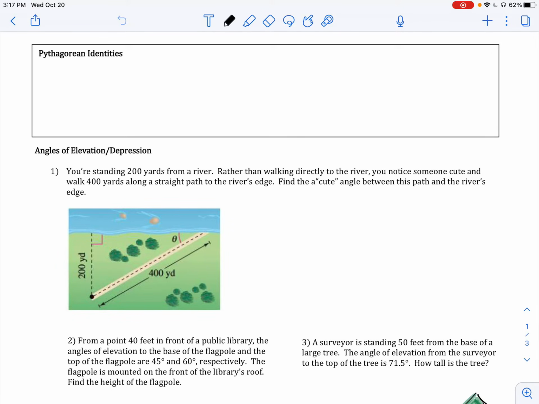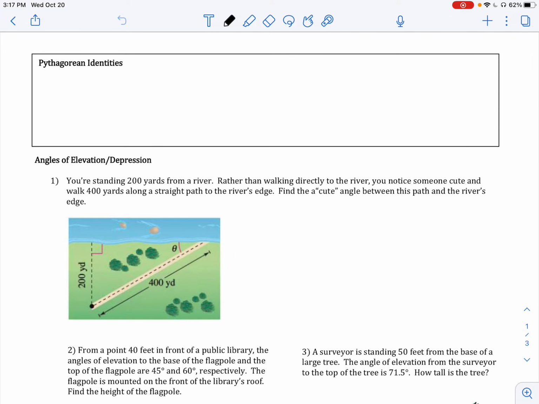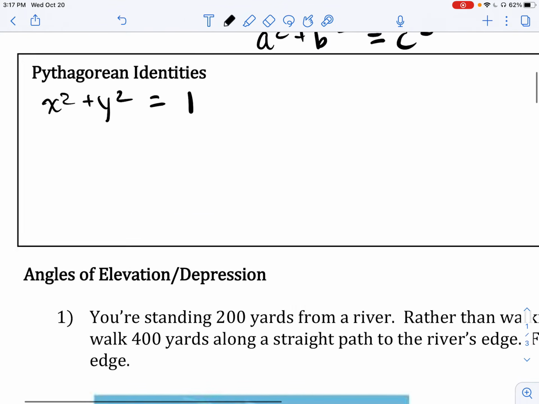We know oftentimes the popular formula with the Pythagorean theorem is a squared plus b squared is equal to c squared. And if we know that our hypotenuse is 1, we can then say x squared plus y squared is equal to 1. And I bring that up because when we were working with triangles that we draw on the Cartesian plane involving the unit circle, we have a hypotenuse of 1.